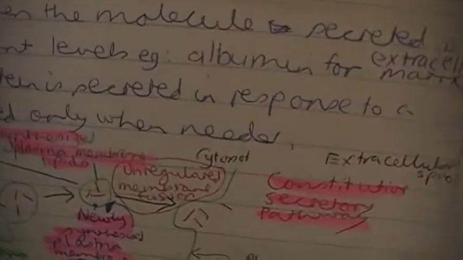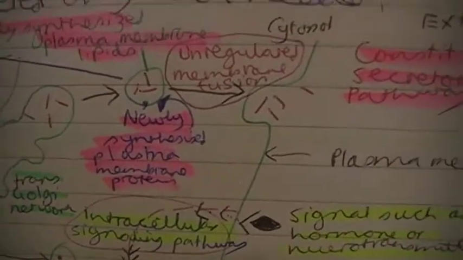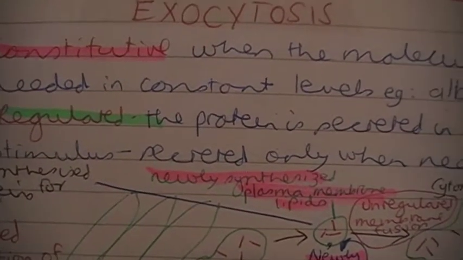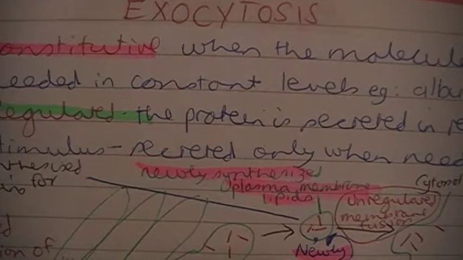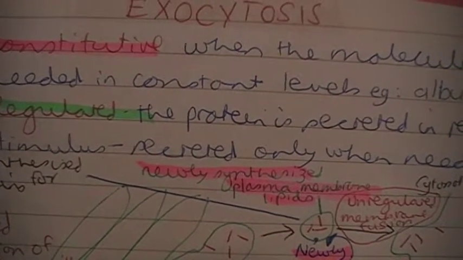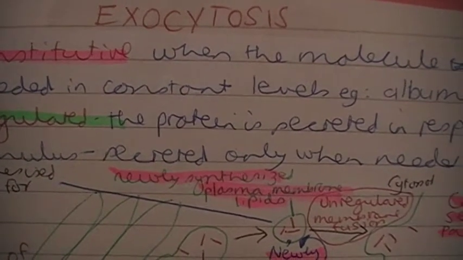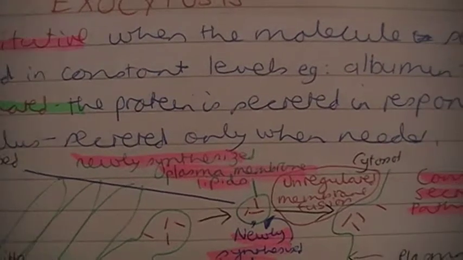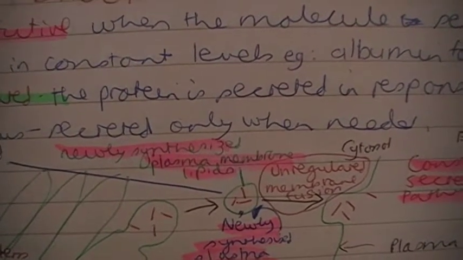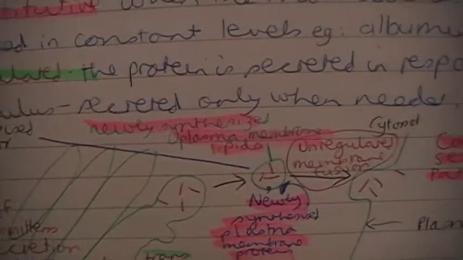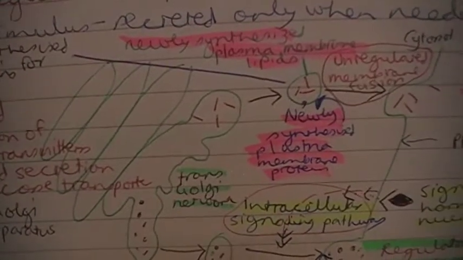In exocytosis, exocytosis can either be constitutive or regulated. If it is constitutive, the molecule secreted needs to be at constant levels. If it's regulated, it's in response to a stimulus, secreted only when needed.